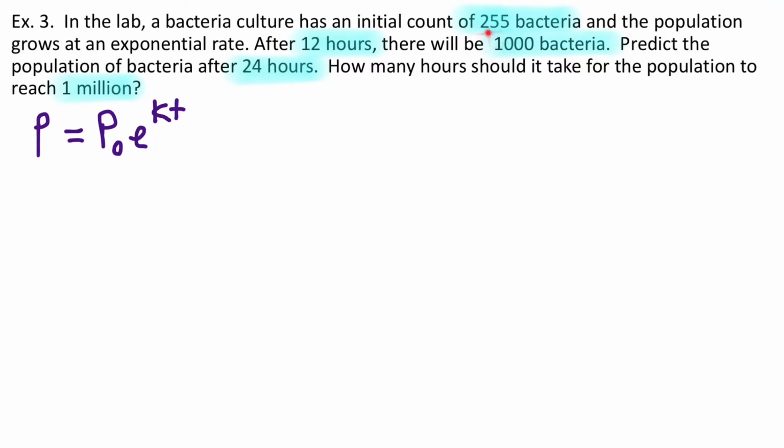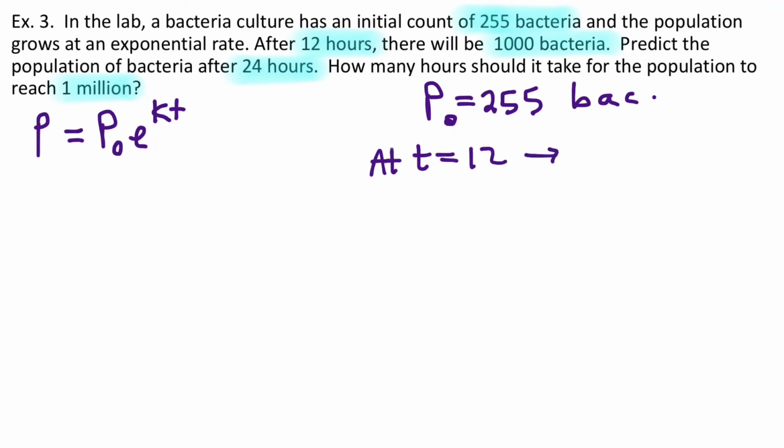So we're given a P0 here of 255 bacteria. So our initial population is 255 bacteria. And then it says after 12 hours, so there's some elapsed time of 12 hours, there are going to be 1,000 bacteria. So I could say at some time t equals 12 hours, you've got 1,000 bacteria.